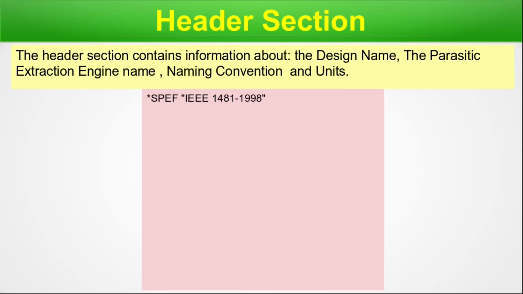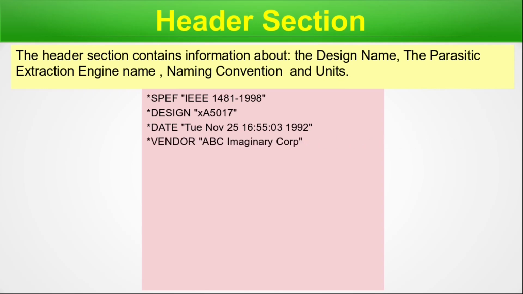First goes the first line of the header, that is SPEF, and it gives the IEEE version. Next goes the design name. Here it is XA5017. By the way, all these data are imaginary. These are not from any actual data or design. The date is the date on which this file was generated. Vendor is ABC Imaginary Corporation.